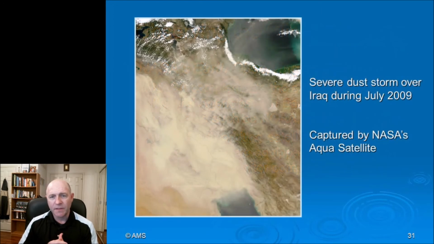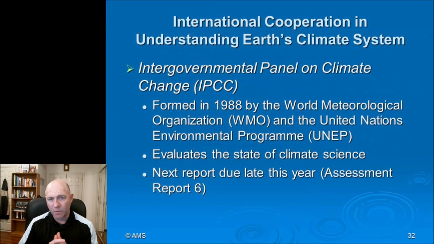For example, this is from NASA's Aqua satellite. This is one of these low Earth polar orbiters that's just able to resolve a dust storm over Iraq in 2009. This is not something you're going to see very well from a geosynchronous satellite that's out 23,000 miles from the surface. So to get the high resolution features, you need to have the lower Earth orbit or those polar orbiters.